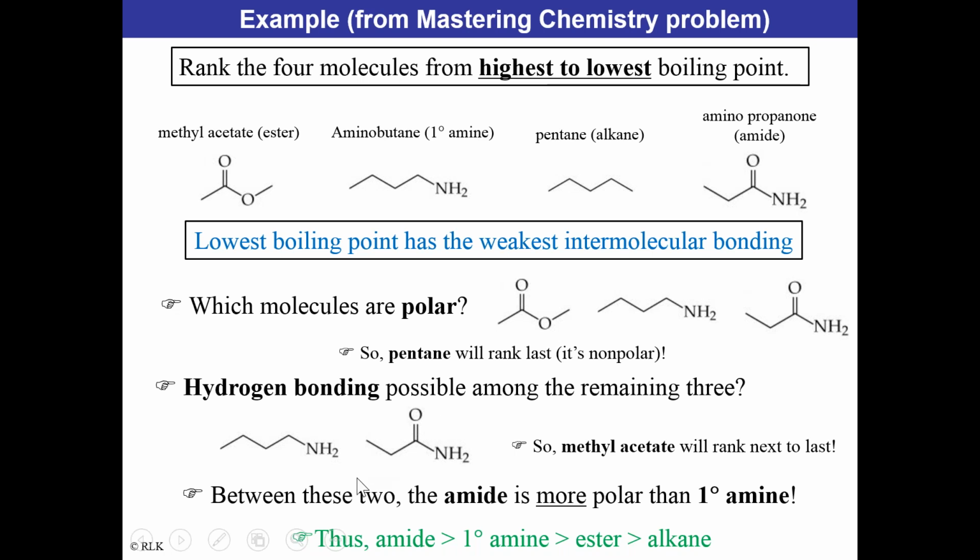And I wrote it like this because I think it's important, as you're approaching these problems and for your studying purposes, to know about the potential of some of these functional groups and their natural bearing on boiling points, vapor pressures, i.e. phase stability. So this is what we're showing here. The amide is the aminopropanone, the primary amine is the aminobutane, the ester is the methyl acetate, and the alkane is the pentane. So that's where we're at in that case.